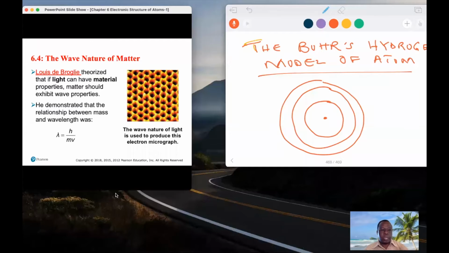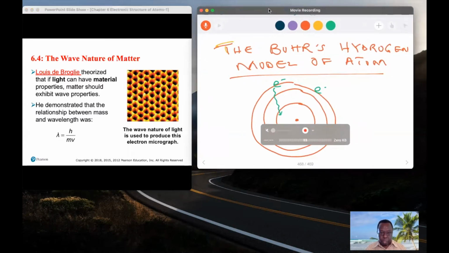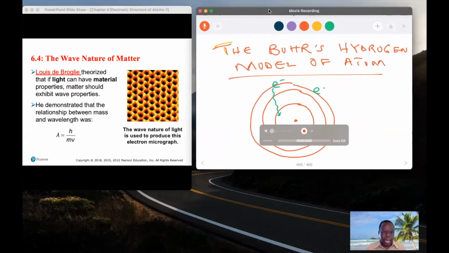Now, Bohr explained that the line spectra for hydrogen were due to electrons transitioning from an excited state to what we call the ground state. So picture this as an electron moving around the nucleus. This is Bohr's model of a hydrogen atom. To be specific, Bohr only talked about hydrogen.